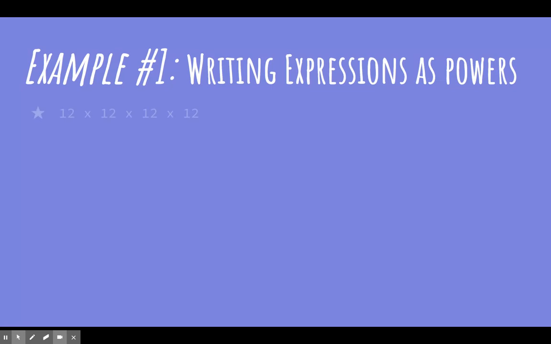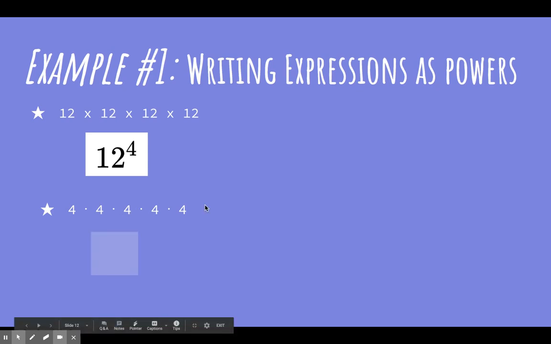Okay, so one of the things that we're going to be looking at is writing expressions as powers. When we have 12 times 12 times 12 times 12, 12 is the number that's being multiplied by itself. So 12 is going to be our base, and it's being multiplied 4 times, so we get 12 to the 4th power. Our next example is we have a base of 4, and there are 5 4s here, so we have 4 being raised to the 5th power.